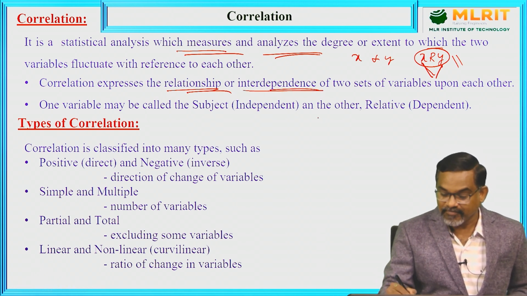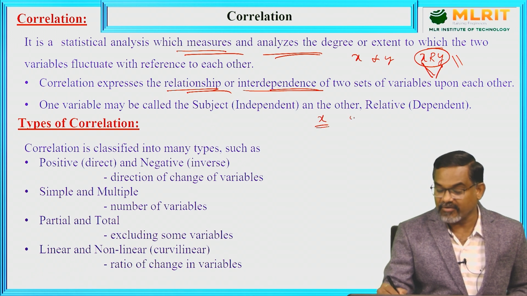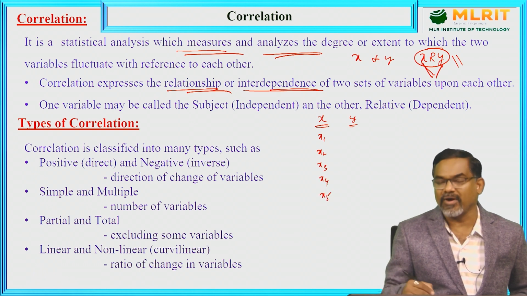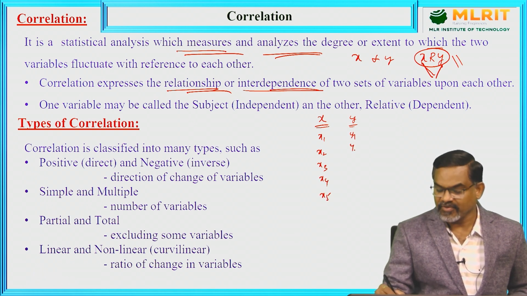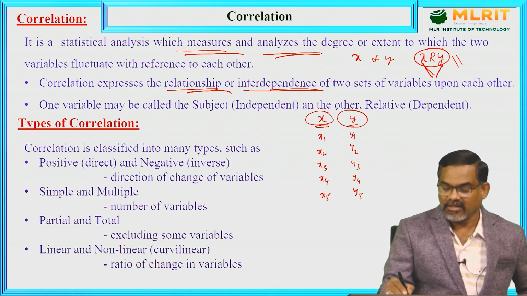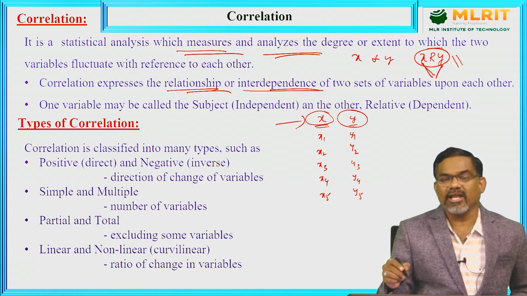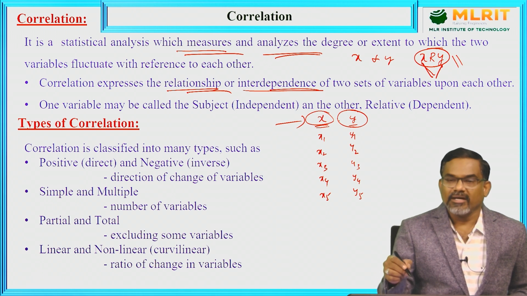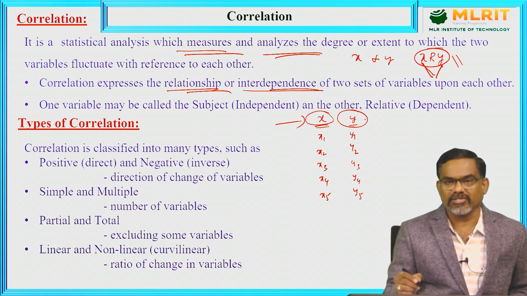For example, I have the variables x and y. So, let us consider some set of values. For example, 5 values for x. Similarly, 5 values for y. Now, correlation measures whether there is any relation between x and y, and if there is any relation, how strong it is. So, we calculate the magnitude of the relation between two variables using correlation.